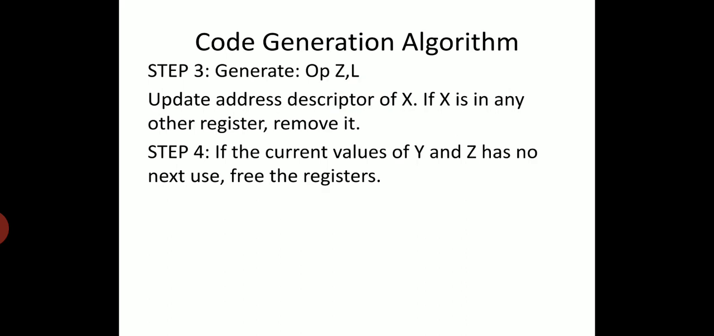So we have to update the address descriptor of x. Now x will be holding the value of y op z. If any other register descriptor has the value of x, we have to remove that from its contents. Finally, we have to check whether y and z have any next use. If there is no next use, free the registers that are holding y and z. That is a simple algorithm for generating code for a particular basic block.